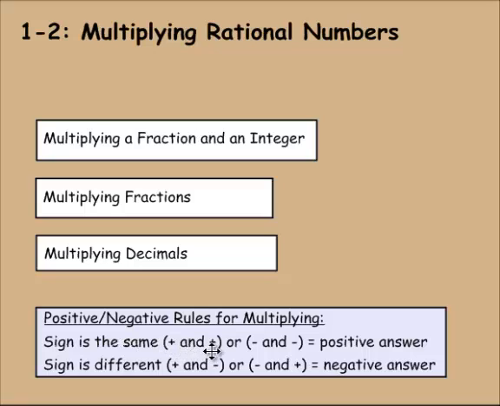The rules to keep in mind for positive and negative: when the sign is the same, when you're multiplying a positive and a positive, or a negative and a negative, you're going to get a positive answer. When the sign is different, so a positive and a negative, or a negative and a positive, you're going to get a negative answer. It's really important to pay attention to these positives and negatives because that's part of getting the answer right.